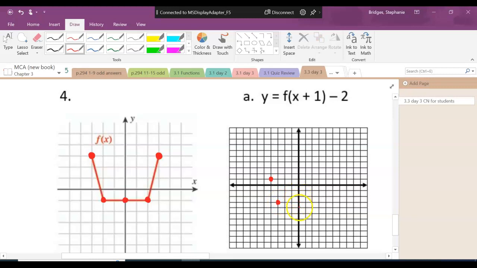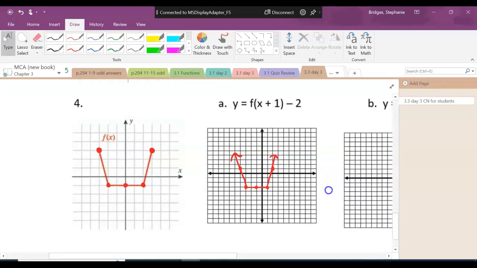Down 2. Nope. I can't count. Down 2 to the left 1. Okay. Down 2 to the left 1. Down 2 to the left 1. And then 3, 3. Down 2 to the left 1. That looks better. Is everybody okay with that now that I fixed my mistake?